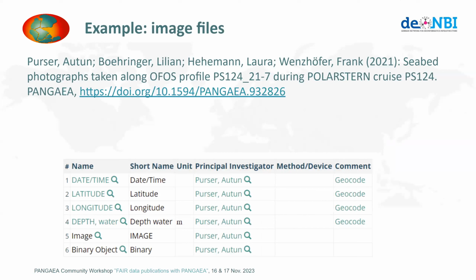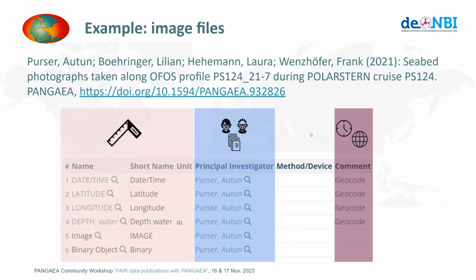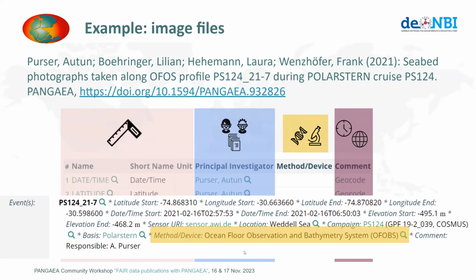So these types of data also have a parameter table. As you can see, there is a geocode and also the principal investigator. What's missing right now in this table is the method device, but that one is described in the event related to this data set. So it's all there.